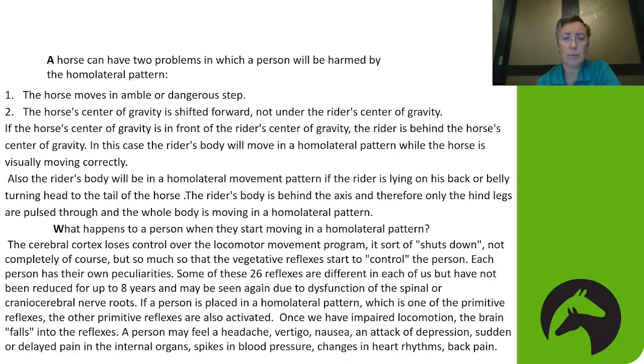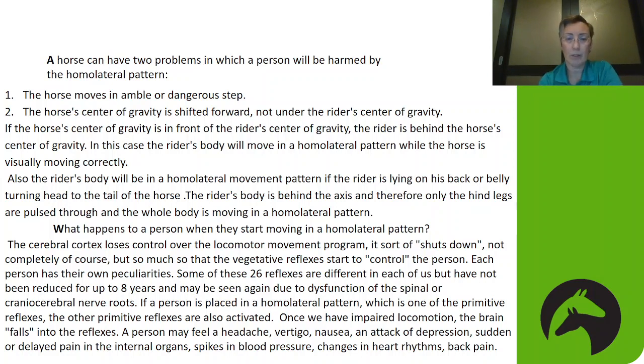Also, the rider's body will be in a homolateral movement pattern if the rider is lying on his back or belly, turning head to the tail of the horse. The rider's body is behind the axis, and therefore only the hind legs are pulsed through, and the whole body is moving in the homolateral pattern. I will show this in video, so you will see.